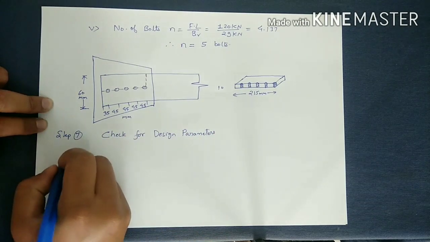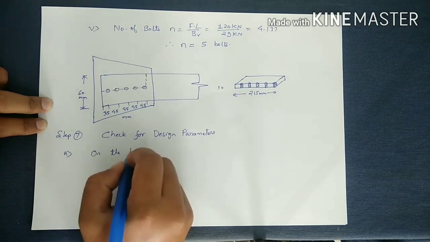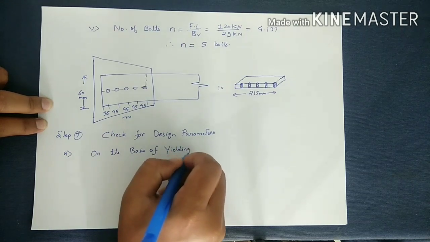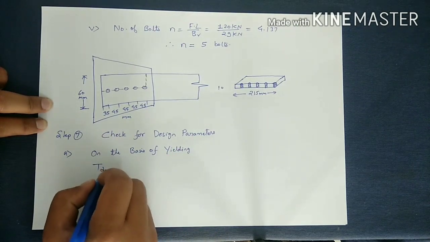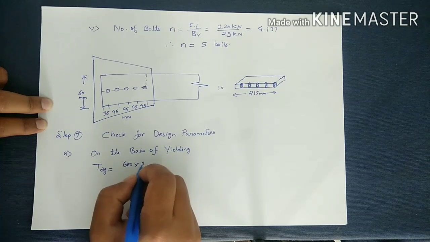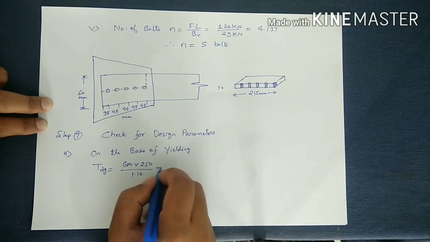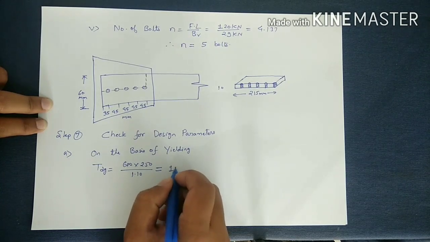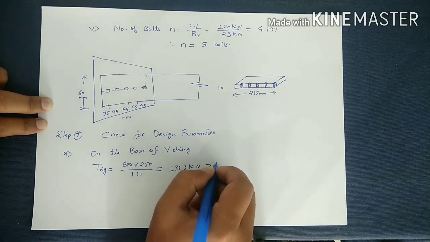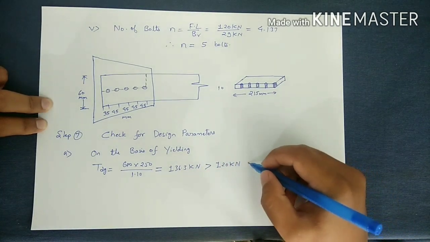So the first parameter is on the basis of yielding. That is TDG will be equal to 600, that is gross area, into Fy, that is 250, upon 1.10. On solving this, we get 136.3 kilonewton, which is greater than the factored load. Hence, it is okay.